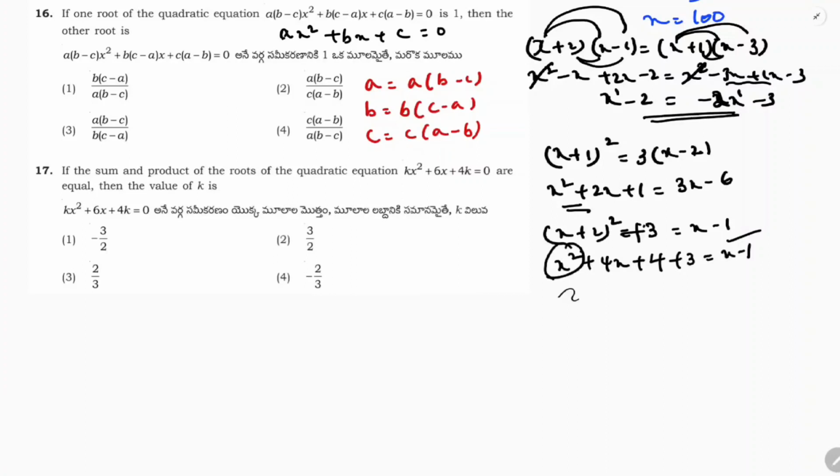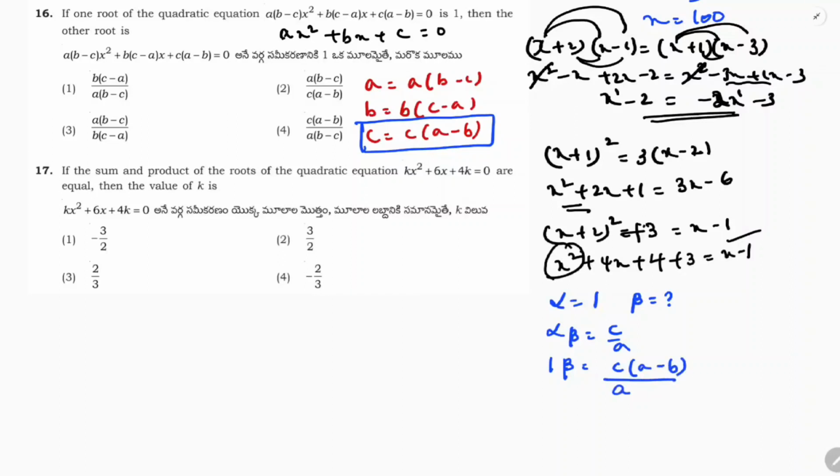Now alpha, if I consider as 1, I need to find what is beta. So here I'll use product of the zeros. Alpha into beta is c by a. Alpha is 1, so I need to find beta. Now c value is c into a minus b, and a value is a into b minus c. So this is the answer for beta. So beta is c into a minus b by a into b minus c. The correct option is 4.